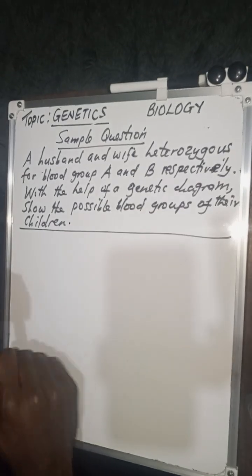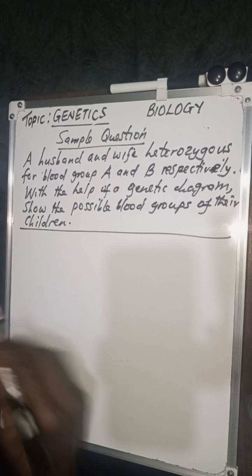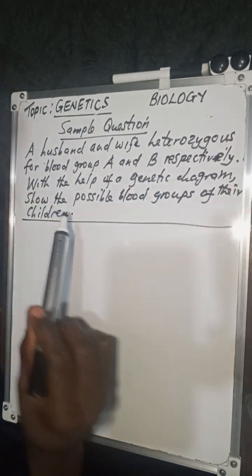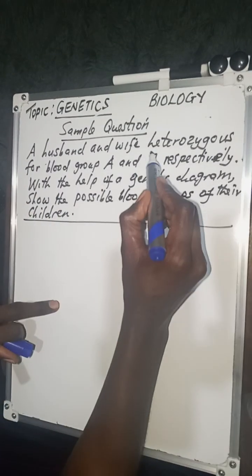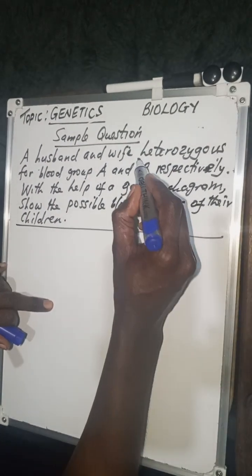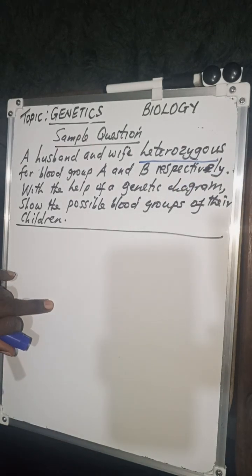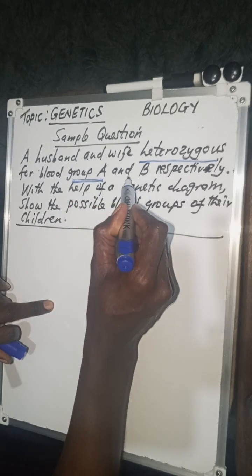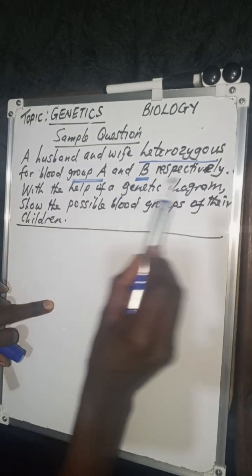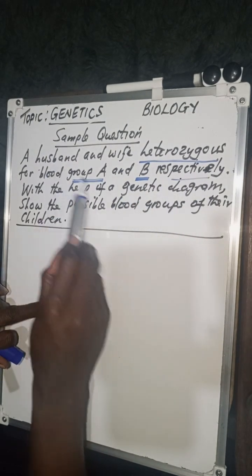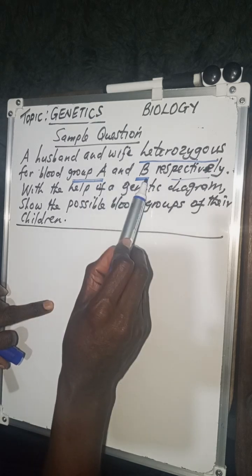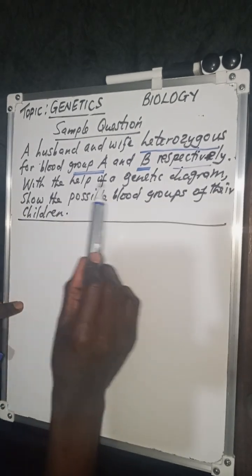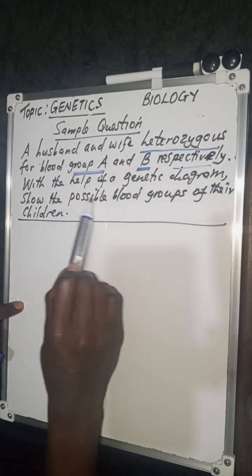So how do you carry out a genetic diagram? Well, a full genetic diagram can actually be written in this way. Remember, the question says a husband and wife. Now the key point there, they have told us that they are heterozygous. So remember, heterozygous means two different alleles. So they are heterozygous for blood group A and blood group B respectively, meaning the way they follow each other. So the husband is in blood group A, the wife is in blood group B, and that's why they use the word respectively.